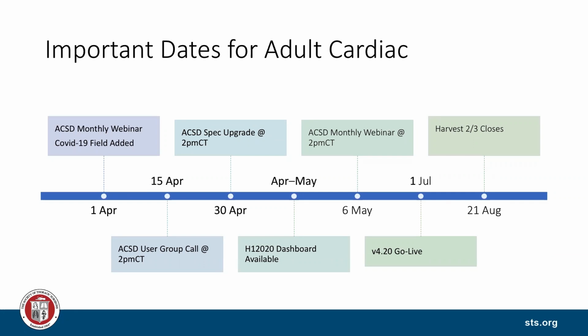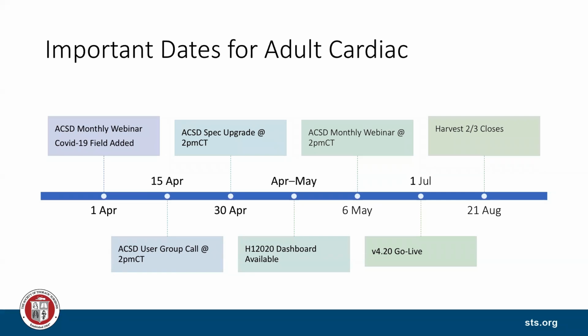So we're here on April 1st. We have our monthly webinar, and our COVID-19 field has been added. We have a user group call on the 15th, and the spec upgrade call on the 30th. We are expecting the bidirectional data exchange to provide us data back from DCRI with your analyzed data sometime in April or May, and we'll communicate out when that will come. As we get closer to those dates, we'll communicate out.